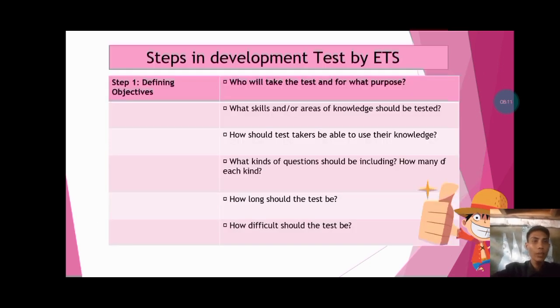Steps in test development by ETS. Step 1, defining objectives. Who will take the test and for what purpose? What skills or areas of knowledge should be tested? How should test takers be able to use their knowledge? What kind of questions should be included? How many of each kind? How long should the test be? How difficult should the test be?